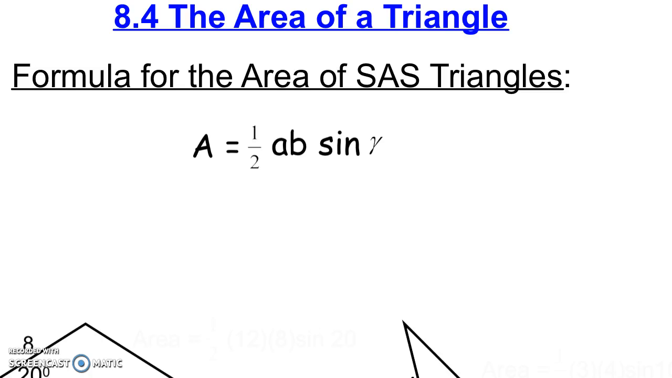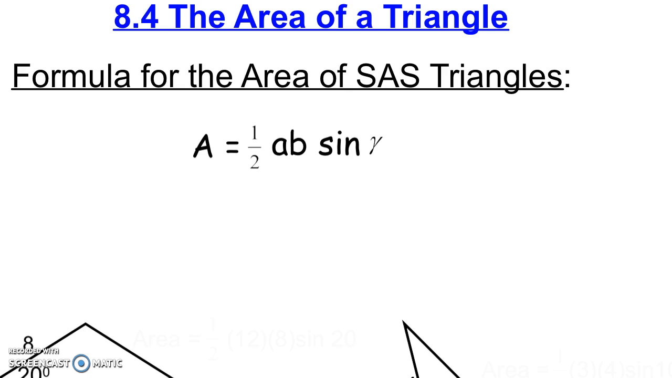Today we are going to learn about finding the area of a triangle given all three sides or given two sides and the included angle. The first formula we're going to work with is finding the area of the triangle given two sides and the included angle. This is done the same way we learned how to do in geometry when we took 1/2 the base times the height, except in this formula we're going to actually calculate the height using the sine function.